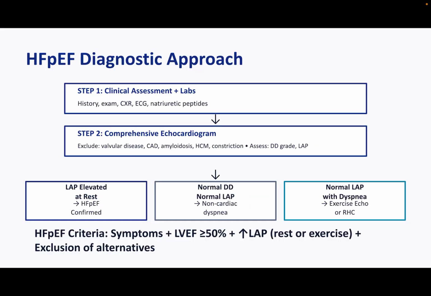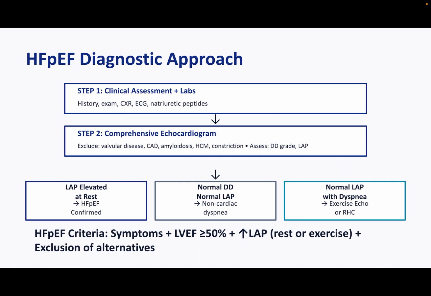This is the heart failure with preserved EF diagnostic approach, step by step. This is the integrated clinical pathway for heart failure with preserved EF diagnosis, from the encounter to confirmation of diagnosis, in the new guidelines. Step 1, clinical assessment: history, exam, natriuretic peptides, EKG. Step 2, comprehensive echo: exclude structural alternatives such as significant valvular disease, coronary disease, LV dysfunction, amyloidosis, hypertrophic cardiomyopathy, and constriction.